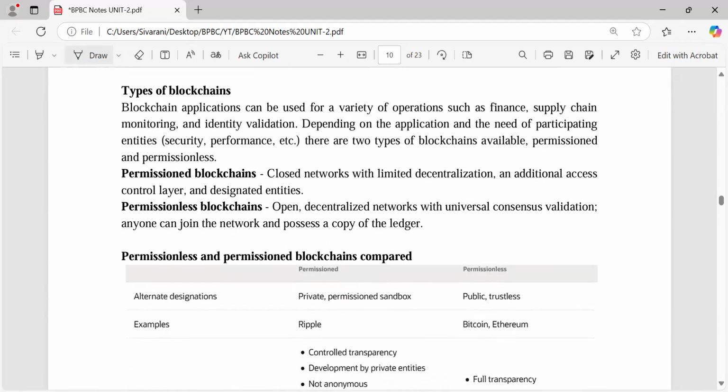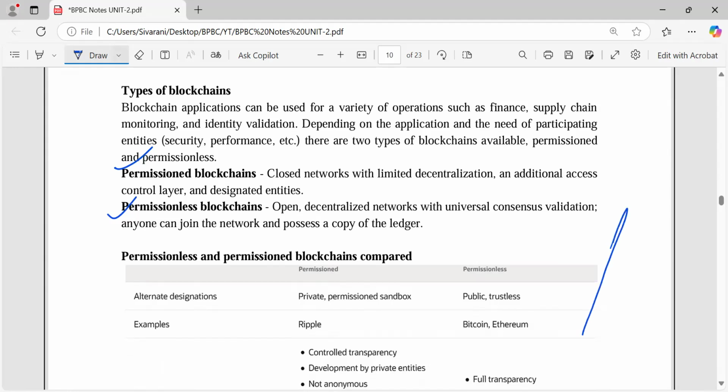What are the types of blockchain? Permissioned blockchain and permissionless blockchain. A permissioned blockchain is a closed network with limited decentralization, an additional access control layer, and designated entities. Permissionless means it is open and decentralized. It is publicly available to everyone; anyone can join the network and possess a copy of the ledger. In a permissioned blockchain, you first have to be verified or get permission to participate in that network.